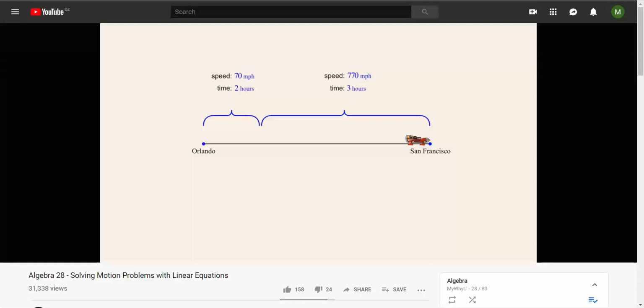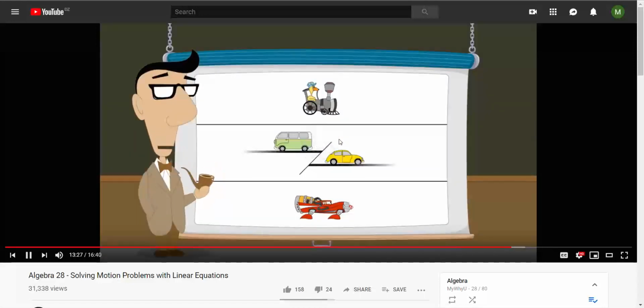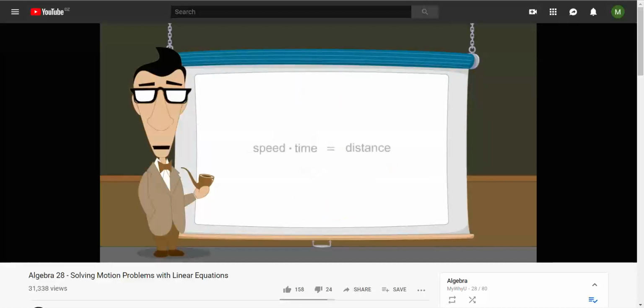Having found the times for the two legs, we can check these results by multiplying the speeds and the times. Since the sum of these distances is 2,450 miles, our results are correct. These examples illustrate how to create linear equations to solve problems involving constant speeds. In each example, we use the relationship between speed, time, and distance which we saw at the beginning of the lecture.